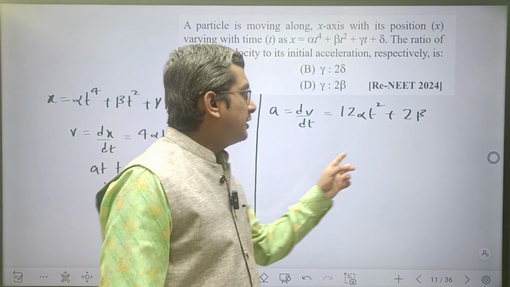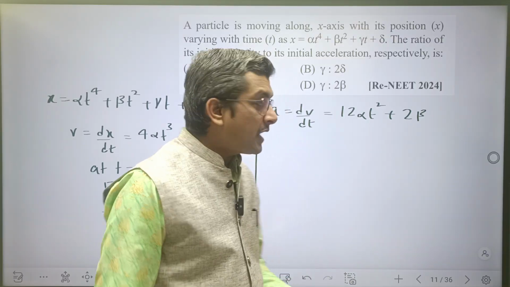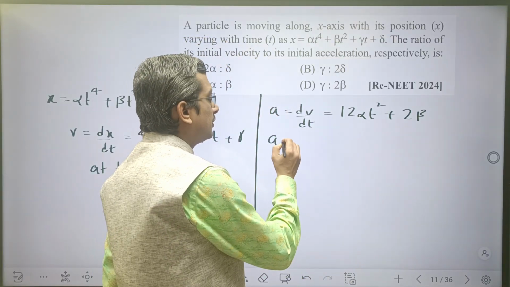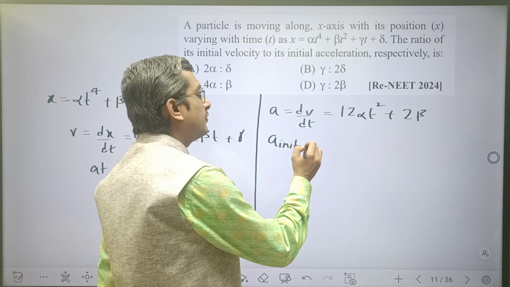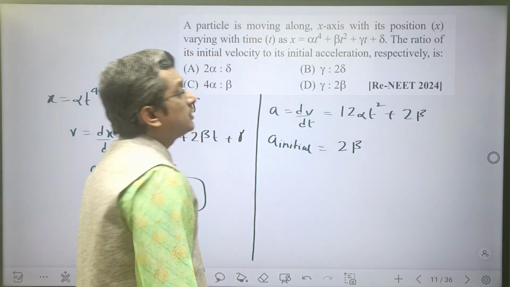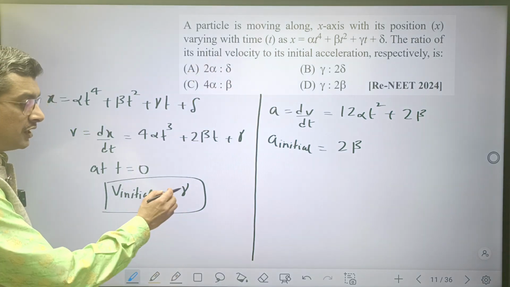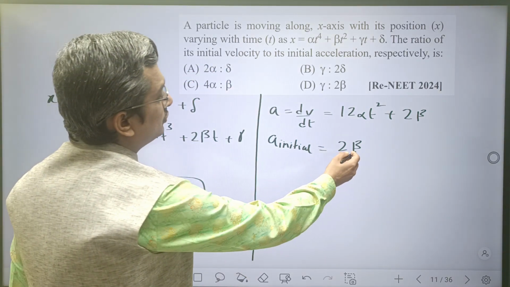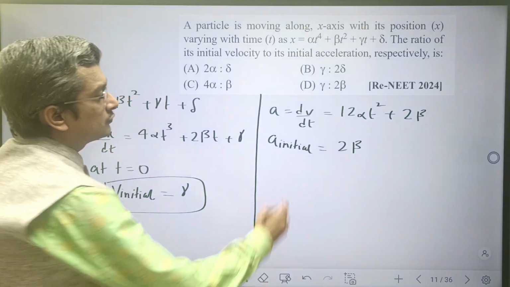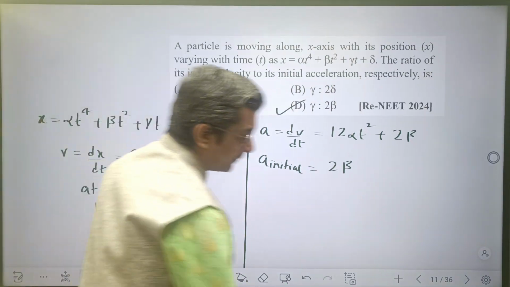Now again, acceleration depends on time. So if we are asked to find initial acceleration, then what do we do? We put t is equal to 0 here. So this will be 2 beta. Now the ratio of initial velocity to initial acceleration is gamma is to 2 beta. So option D is the correct answer, isn't it?